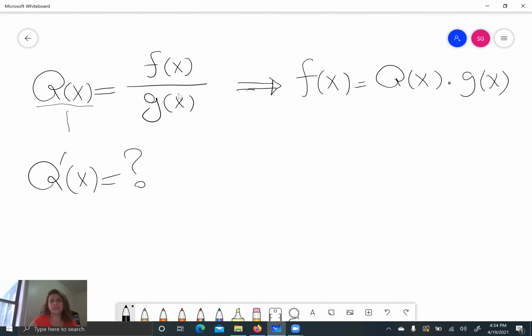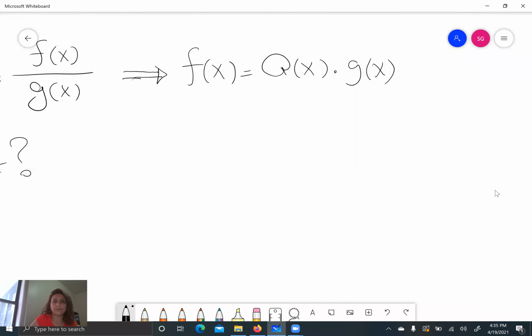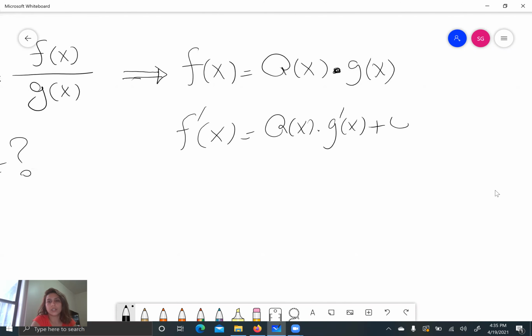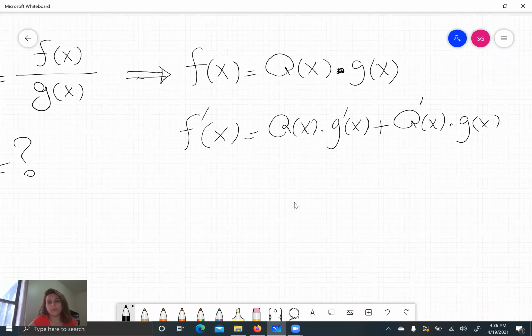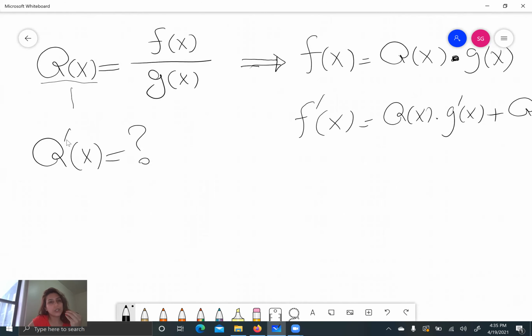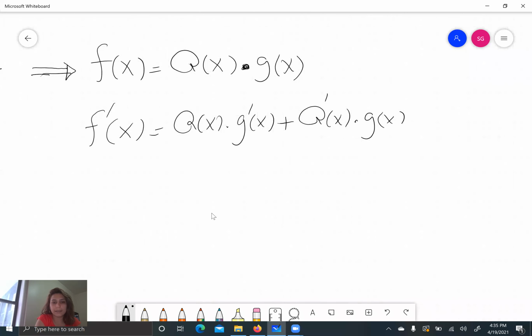And then apply the product rule, take the derivative of f. Because here you have multiplication, so you apply the product rule. So it's going to be q of x times g prime plus q prime times g. So pay attention, what do we want to find? We are looking for q prime. And actually here, in this equation, I see the q prime. So let's solve this equation for q prime.